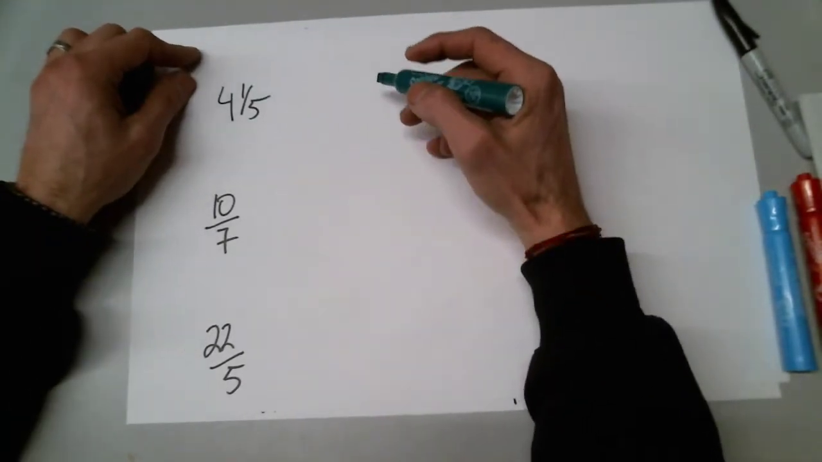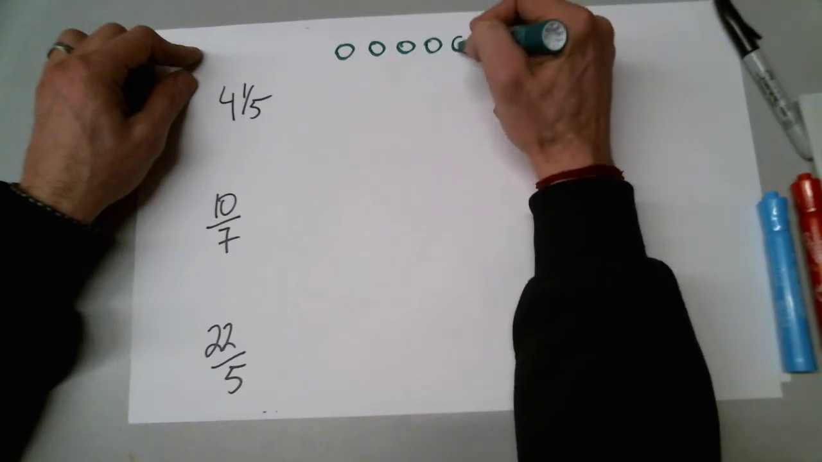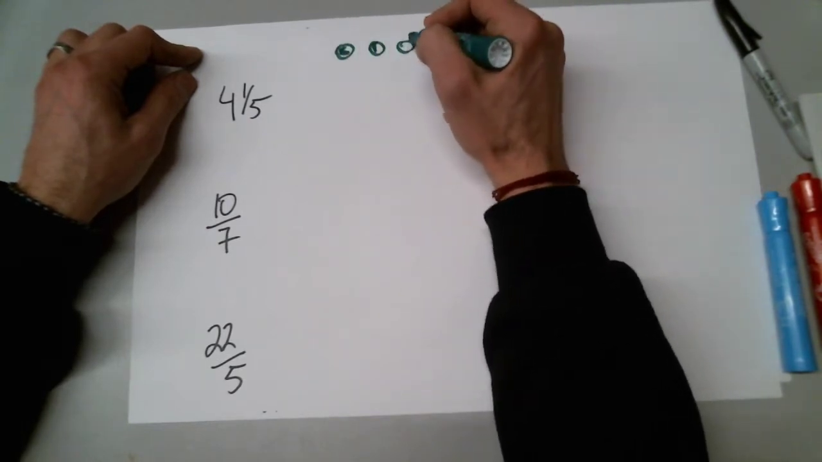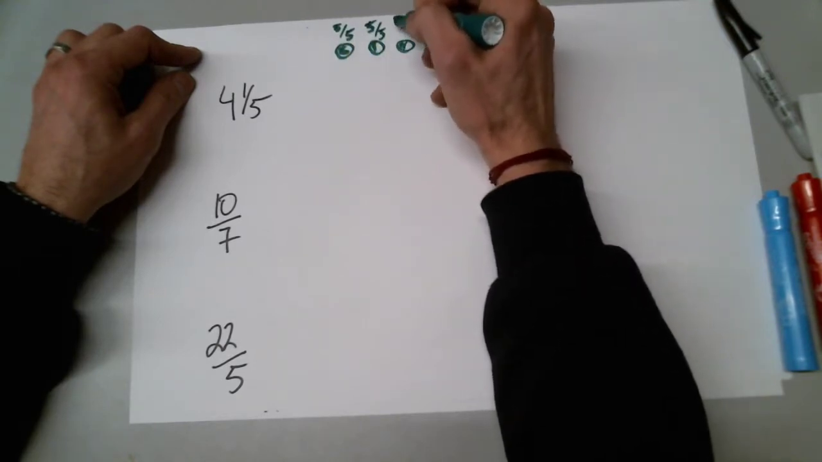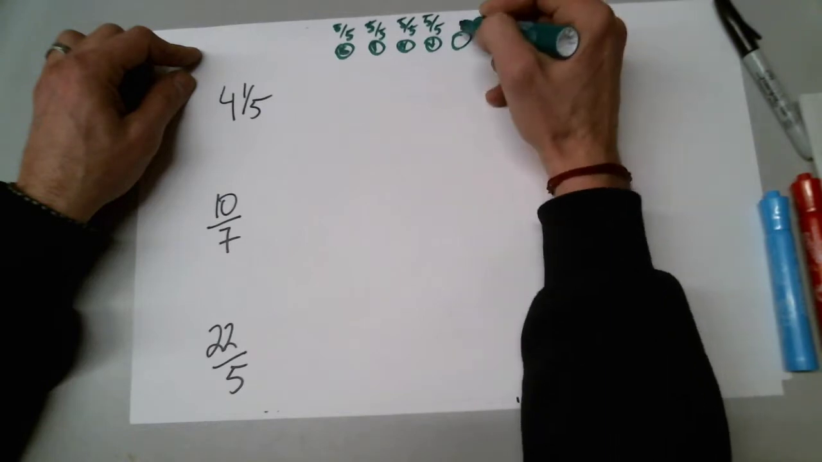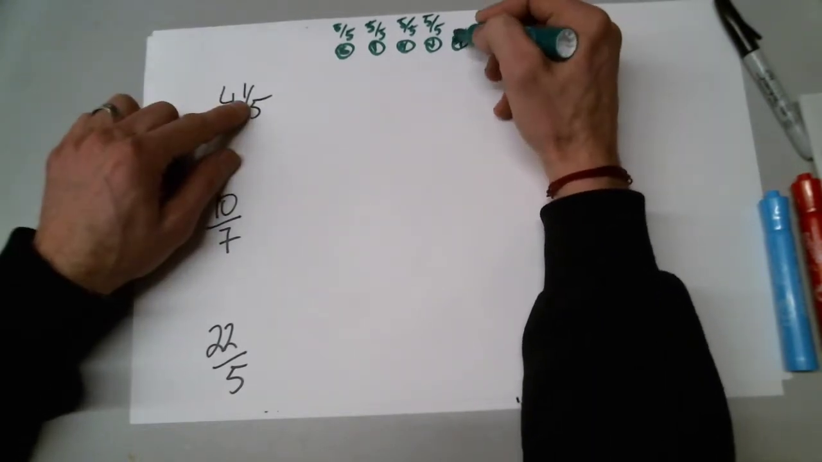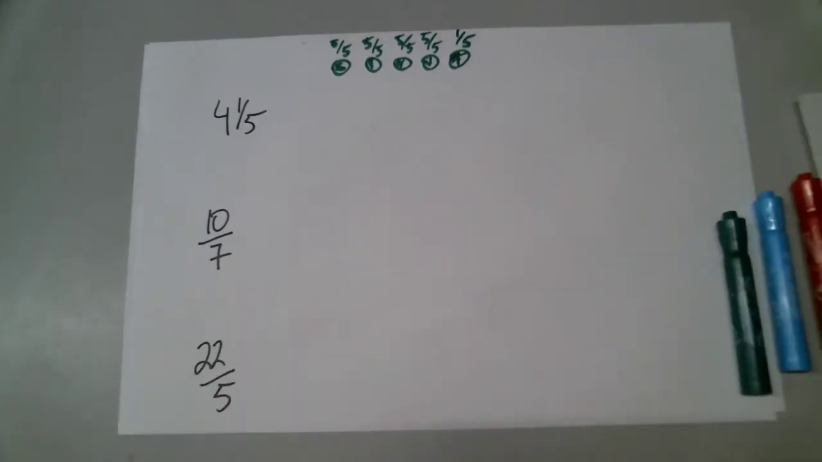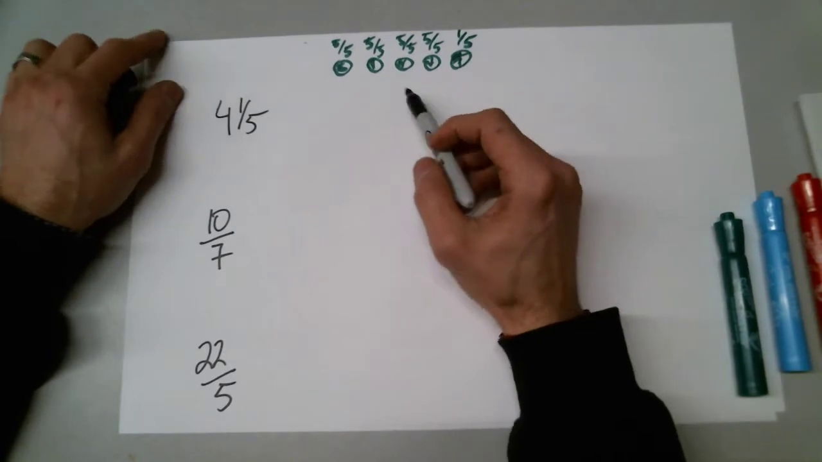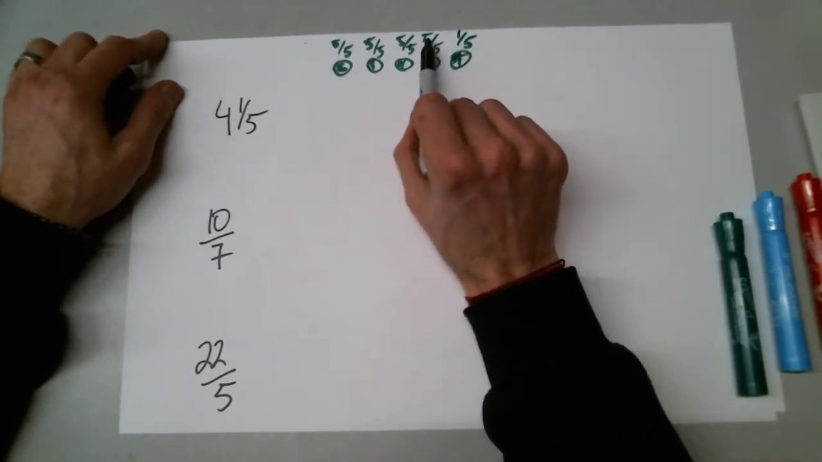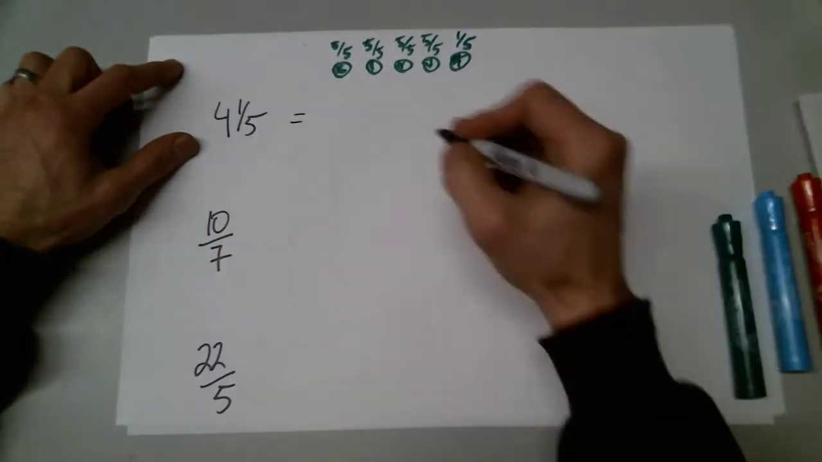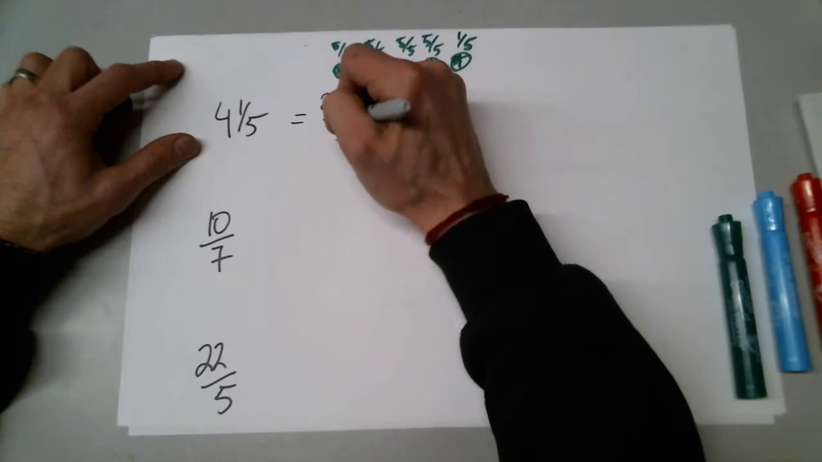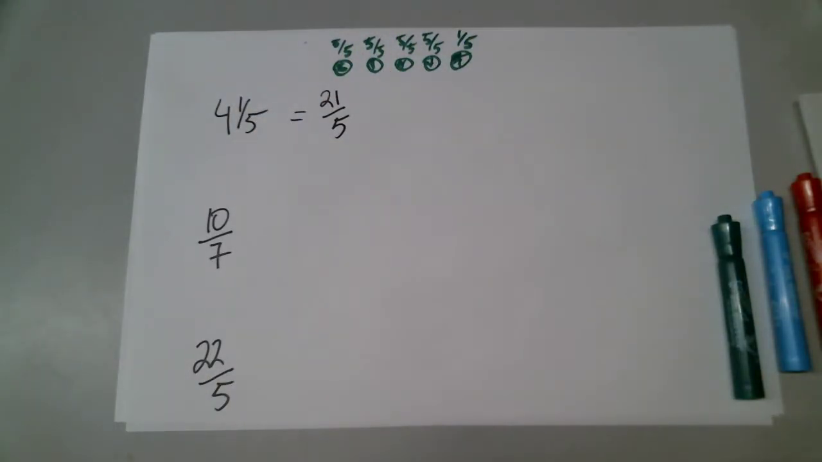First one, 4 and 1/5. This is 1, 2, 3, 4 wholes, each 5/5. So this is going to be 5/5 plus 5/5 plus 5/5 plus 5/5 plus how many? 1/5. Now, even though we haven't done this, when you add fractions, as long as the bottom is the same, you just add the top. So I get 5, 10, 15, 20, 21. What do I do with the denominator? I keep it the same, 21 over 5. So you can always sketch these out to give yourself an idea.